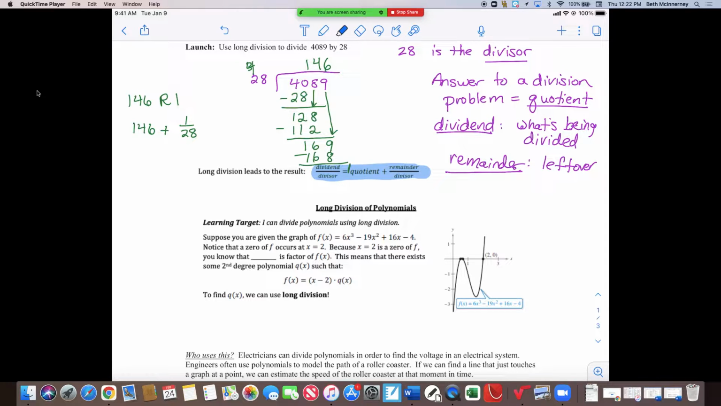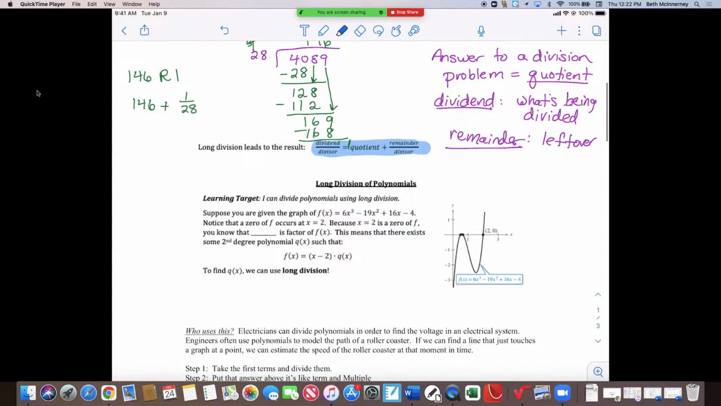So we're going to now take this to polynomials. Okay, now we're going to take this up to algebra 2. And the really cool thing is, I've been using polynomial long division in AP Calculus this unit. So it does get used again later, in advanced math. So the learning target is I can divide polynomials using long division. Today the goal is to introduce it and practice, and after tomorrow we'll sort of master it, okay?